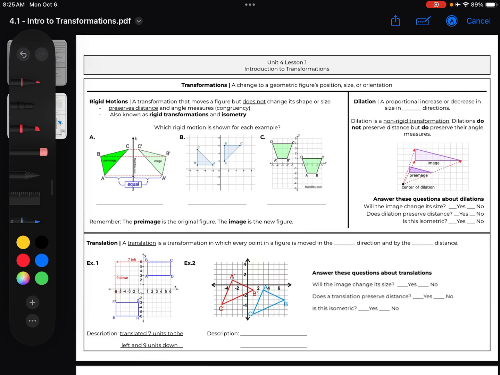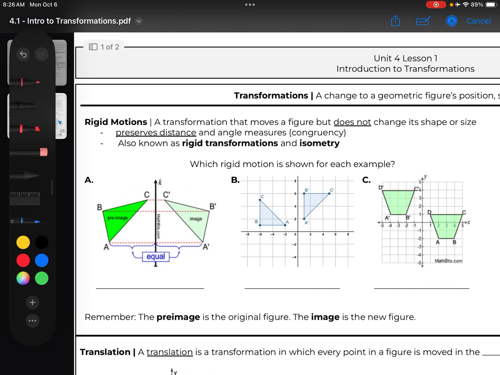Hi, Mr. Biggers here, and today we are going to go through our Unit 4, Lesson 1, the Introduction to Transformations. Before I get started with these notes, I just want to add that depending on the version your teacher chose to use, your notes may look a little different than mine. That's okay. We're going to go ahead and get started.